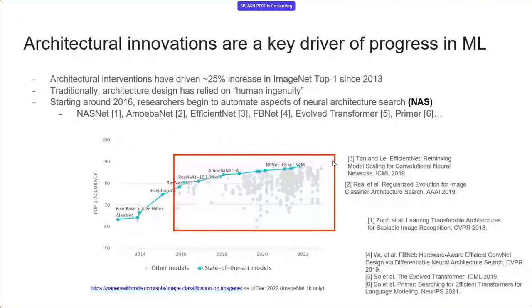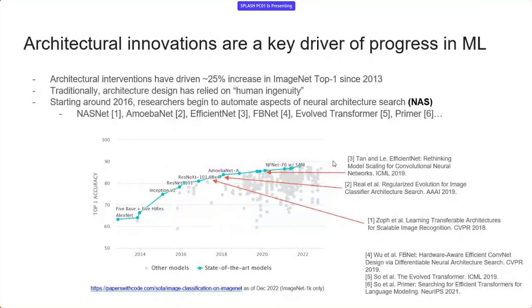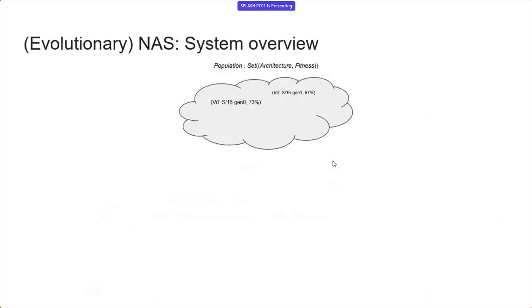And traditionally, developing new architectures has relied heavily on human ingenuity, a less flattering description of which might just be trying a bunch of stuff and praying. So starting around 2013, researchers began looking to automate aspects of architecture search. For this work, we're going to adopt an evolutionary approach to NAS because it is one of the few approaches that will actually let us search the full space of neural architectures.